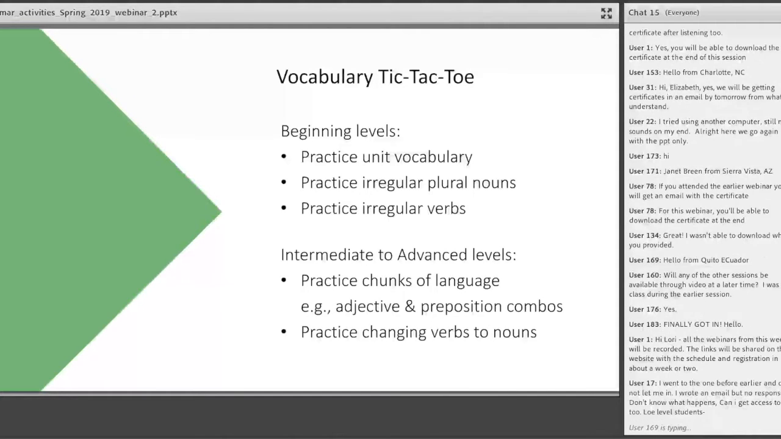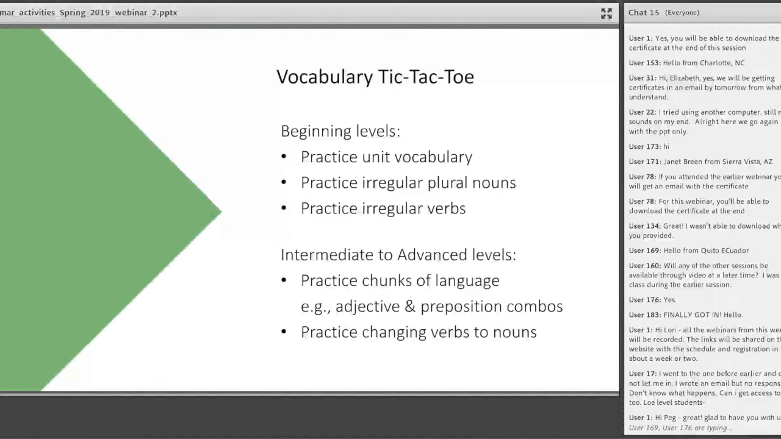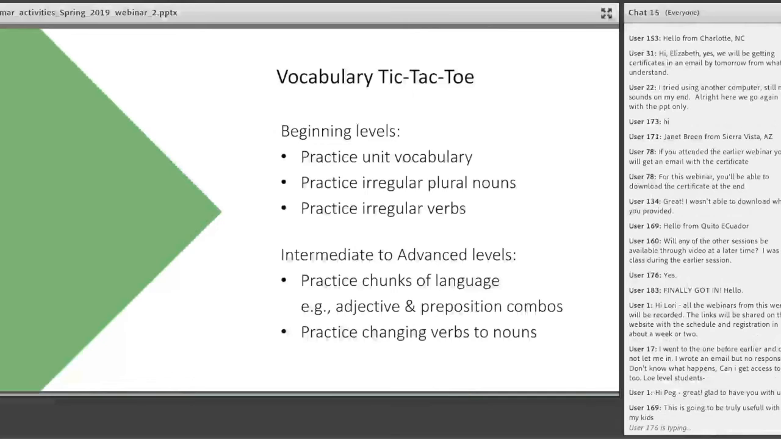At an advanced level, we can use the same game, if you will, of tic tac toe and practice chunks of language. We can practice, for example, adjective preposition combinations, or we could practice common occurring clusters. We could practice prepositions that go with phrases like instead of or things like that.